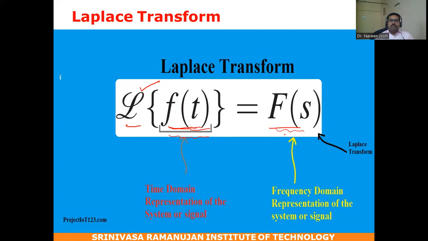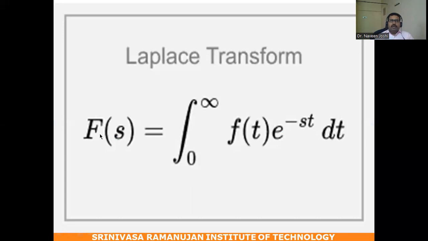The transformation from time domain to frequency domain takes place by the Laplace operator. So Laplace operator L we are using. So L is the Laplace transform. Laplace transform of the given function gives the function in terms of frequency. So here the main mathematical representation, the mathematical definition of Laplace transform, is capital F of s is equal to integral 0 to infinity f of t into e power minus st dt.